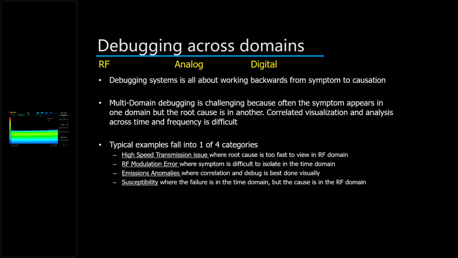And then susceptibility, right? In this case, we're having a failure really in the time domain, the digital logics are resetting. How do we track down the cause of that problem when it's really an RF susceptibility issue?